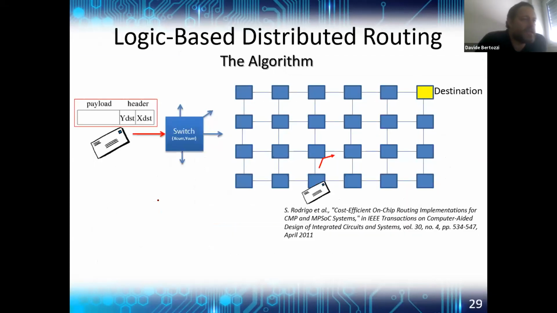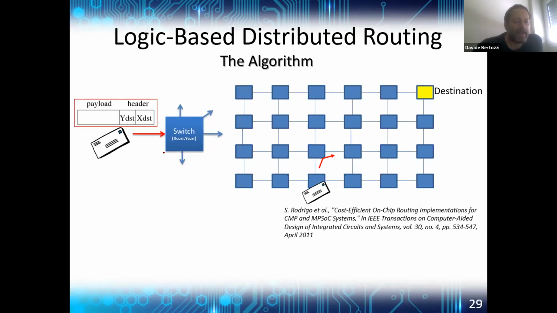Let's see how this routing logic works. The routing logic that interprets these routing restrictions has a name: it's called logic-based distributed routing. Again, routing restrictions are a specific way to look at routing algorithms, and maybe there are other ways. They turn out to work pretty well.